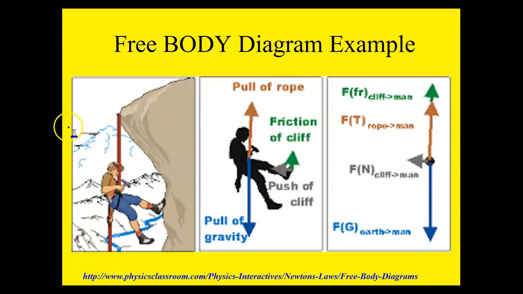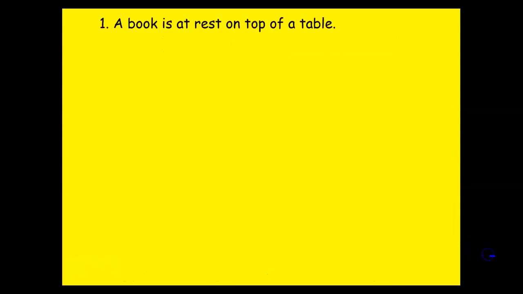So first one, here is an example. If I give you a picture of this, in this case, when we're giving you examples, we're actually going to just give you a statement, a scenario, where this is just a picture. Okay, so here is our scenario. We have a book that is at rest on top of a table.